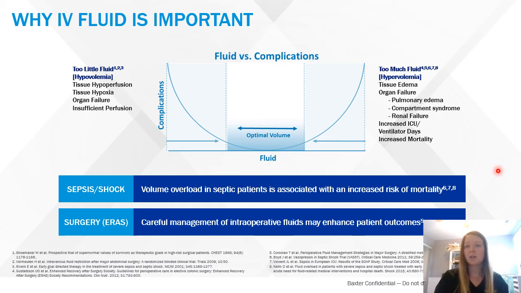We need to start understanding that the fluids that we give cause the same complications as if we didn't give them at all. So research is showing that it's very, very important to stay in this optimal volume range, especially when it comes to our patient outcomes and mortality rates. Now, the two major areas that we normally talk about are your septic shock patients and your surgical patients. However, for this talk, I'm only going to talk about our sepsis patients.